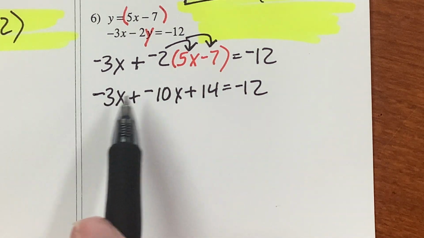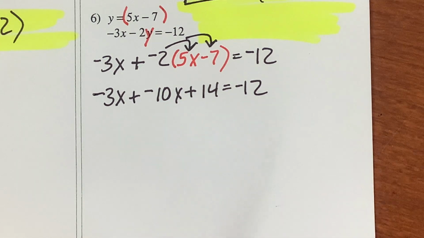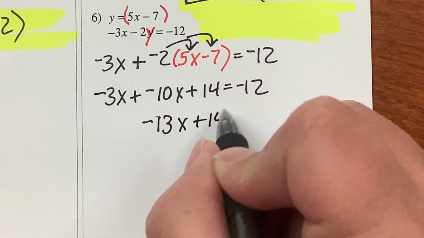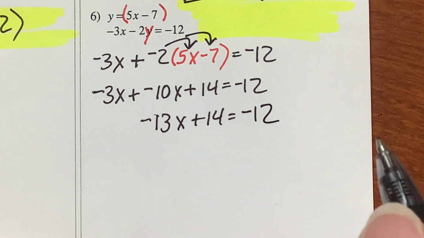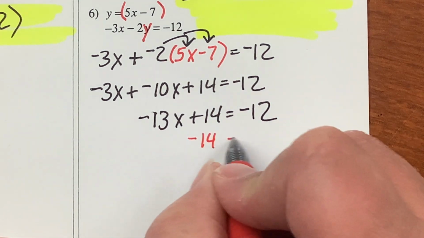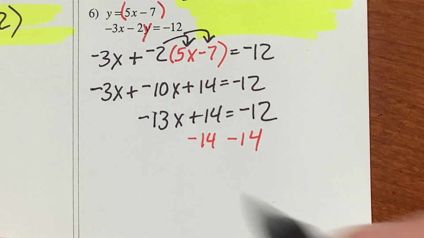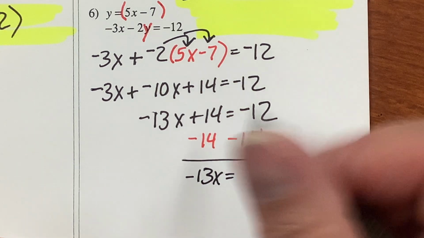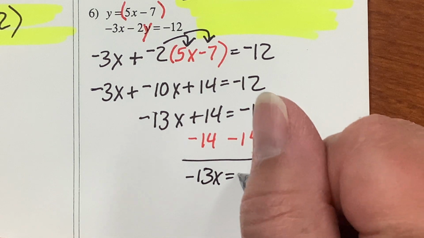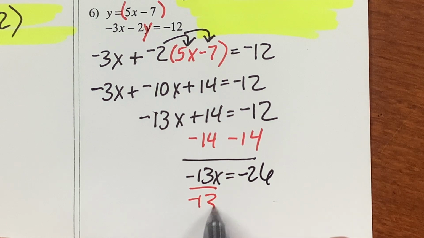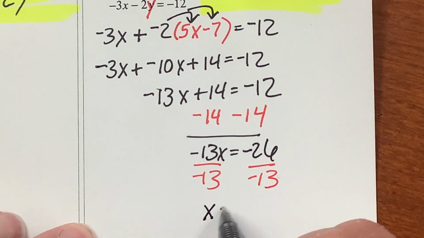Let's see. Negative 3 plus negative 10 is negative 13x plus 14 equals negative 12. Subtract 14 from both sides. Negative 13x equals negative 12 plus negative 14, or negative 12 minus 14, negative 26. Divide by negative 13. And you get x equals positive 2.